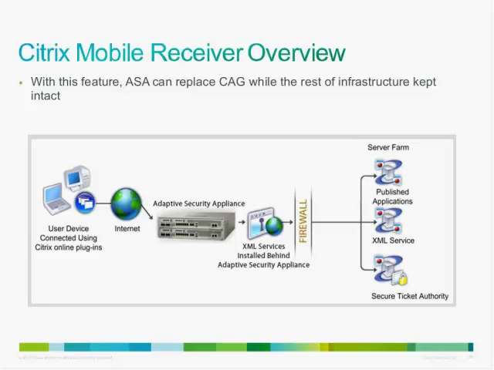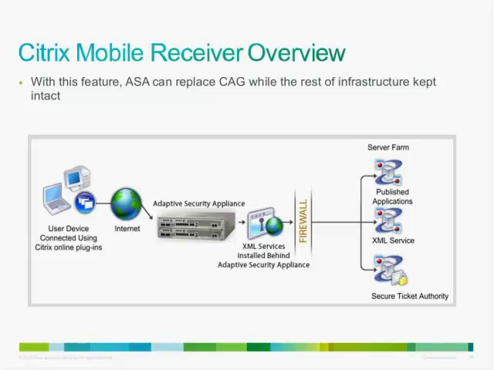So here the ASA is going to act as a proxy between the Citrix mobile device, which is the Citrix Receiver app, and the Citrix infrastructure which you already have. So there is no change required from an infrastructure point of view on the Citrix side. The only change is that you can use the ASA along with the other features that you have, apart from the Citrix mobile receiver, without affecting any of the existing functionalities.